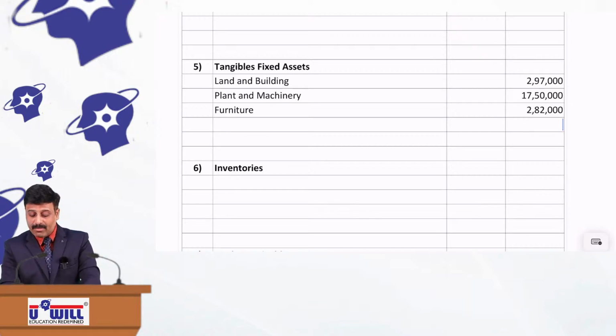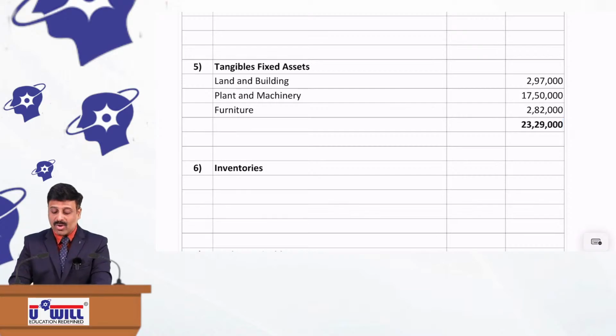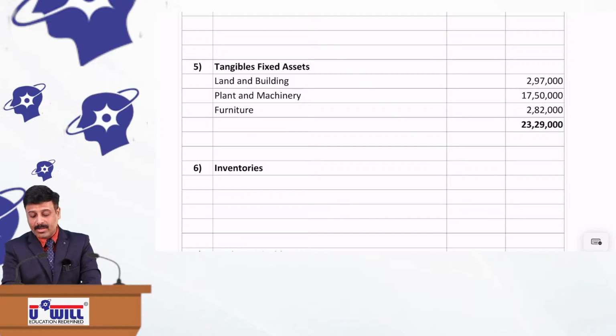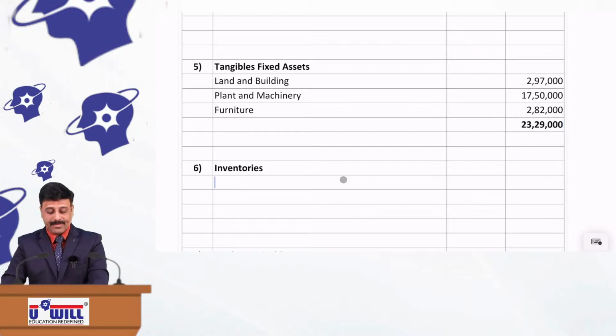Total of these three will come to 17 plus 2, 19 plus 2, 21, 21, 80, 22, 30, 23, 29. Okay, total of these three, 17, 19, 21, 22, 70, 23, 29. Barabar. Okay, then inventories. Now inventories will include stock.